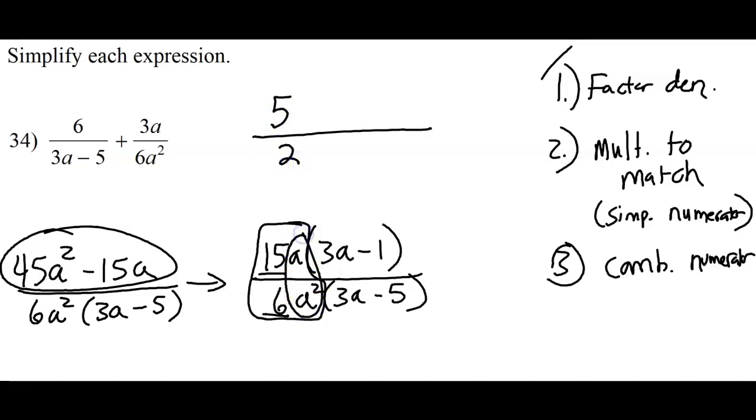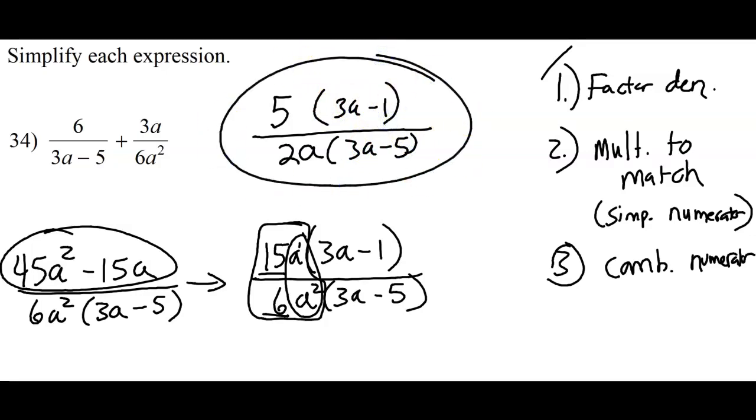Notice also we can reduce these a's. I've got a to the first over a squared. So if we subtract those exponents, 2 minus 1, I'm left with a to the first power. Since the bigger one's on the bottom, that's where it's going to be left over. And then we have this and this left over. And nothing else reduces. So this is what your final answer would look like.